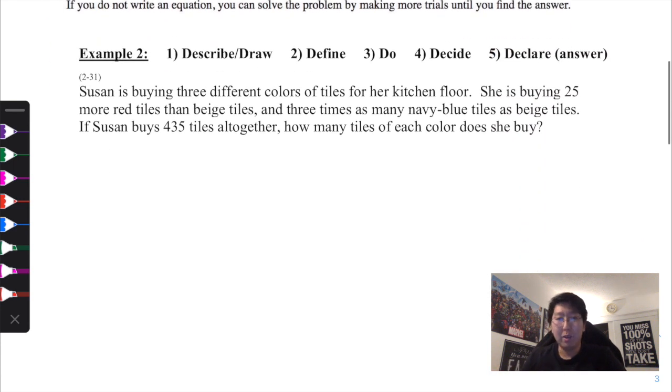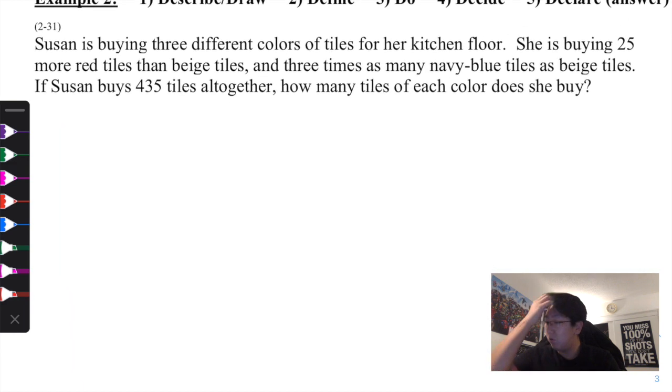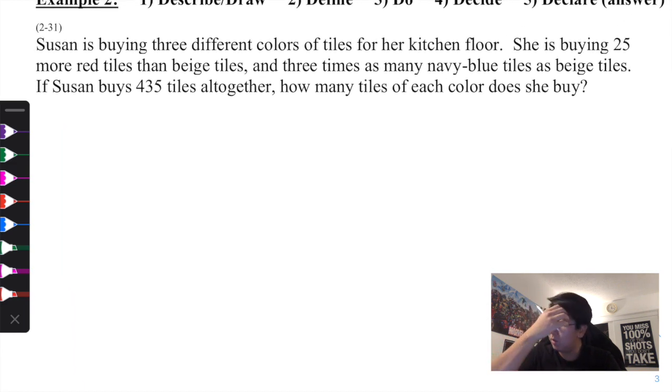Here, I'm going to do one example now. So let's go ahead and do the 5D process. This is actually a question from the textbook from chapter 2. Susan is buying 3 different color tiles for her kitchen floor. She's buying 25 more red tiles than beige tiles.